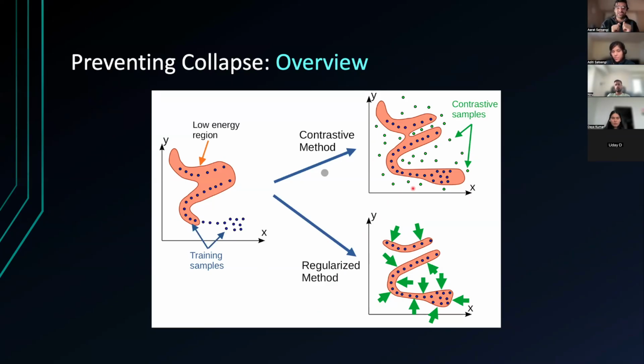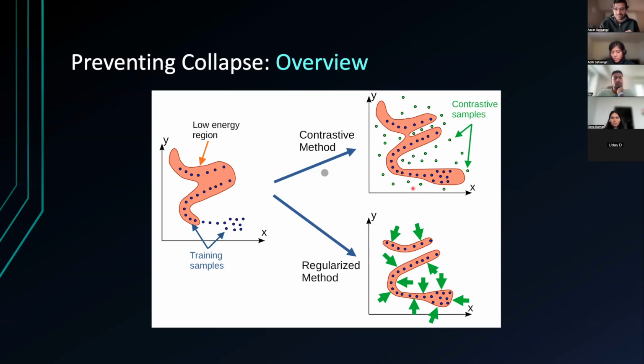And in regularized methods, what you're trying to do is minimize the volume of the low energy space, and also do the simple thing of getting the compatible inputs' energy low and trying to minimize that volume. You're trying to do that in regularized methods.